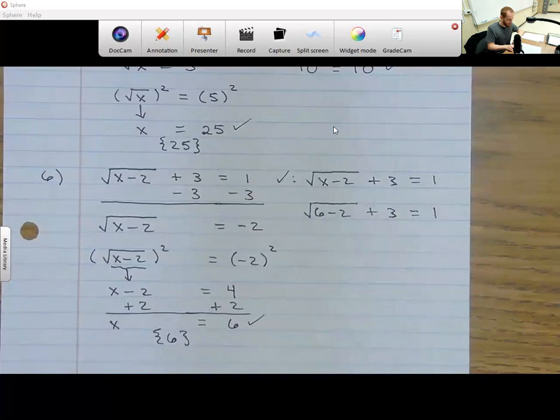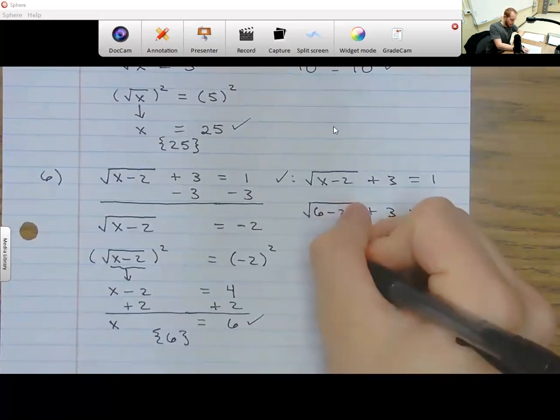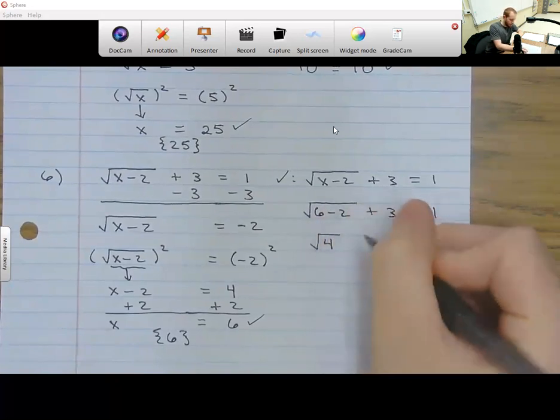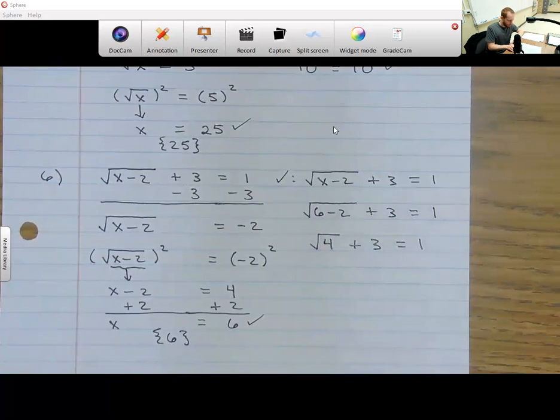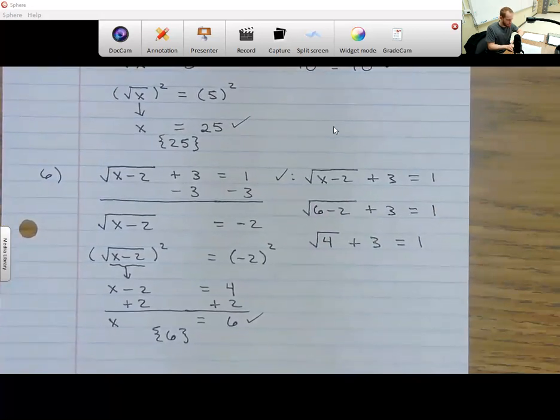Pretty simple, right? All I'm doing is replacing x with 6. Okay? So what's 6 minus 2? That's going to be 4. So I get the square root of 4 plus 3 is equal to 1. We're almost done. I just need to take the square root of 4 and add 3 to it.